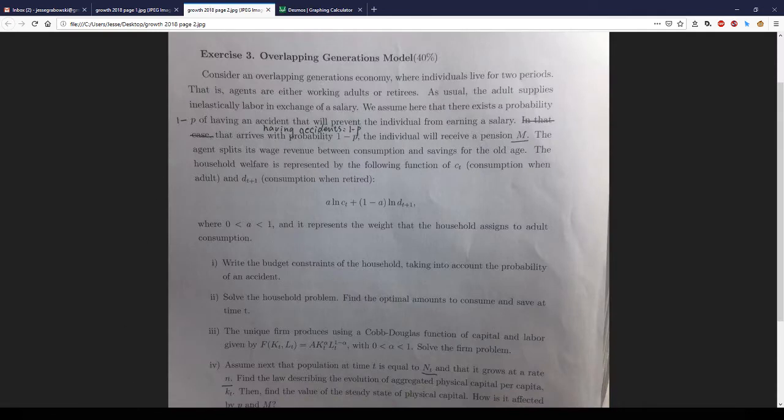So let's move on to looking at exercise 3, which is an OLG. And it tells us that we're going to have an OLG, but our wrinkle is that there is a probability of 1 minus p that we will have an accident and will be totally unable to work and earn a salary. Instead, we'll get a pension M. And then we have a normal sort of lifetime utility function to calibrate around. And it asks us, number 1, to write the budget constraints of the household taking into consideration the probability of the accident.